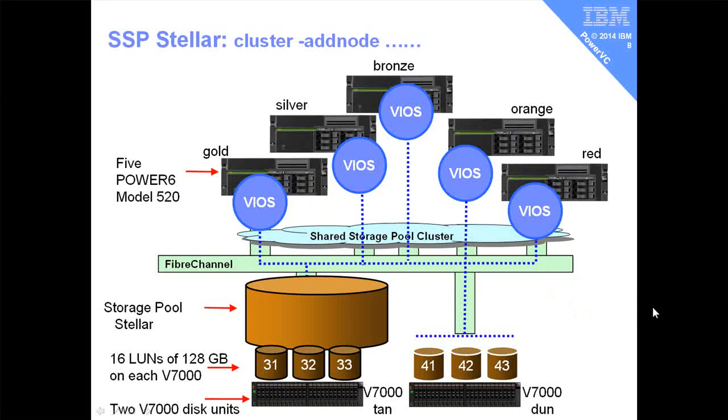Then we're going to use the add node feature of the cluster command to add in all the other VIOS servers. So now we're running a cluster of machines that are connected to that first set of 16 disks.